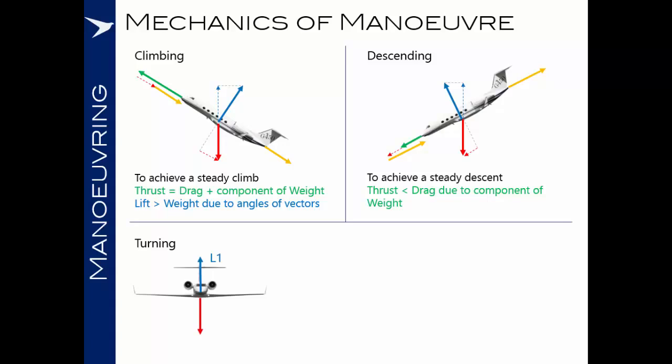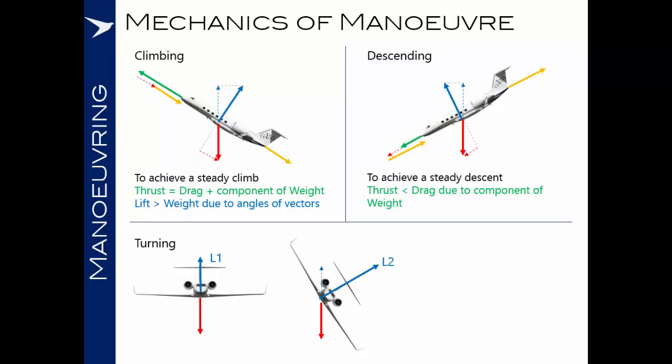Let's now look at turning flight. In the example where we are wings level, if the aeroplane is in a steady state, then the lift will equal the weight. When we roll to an angle of bank, the weight will still act towards the centre of the earth, and we will still need a vertical component of our lift to counter the weight.